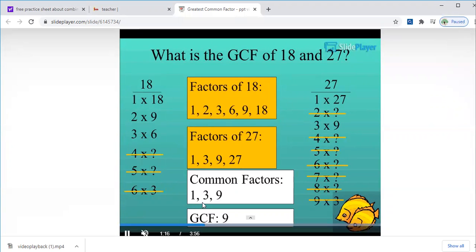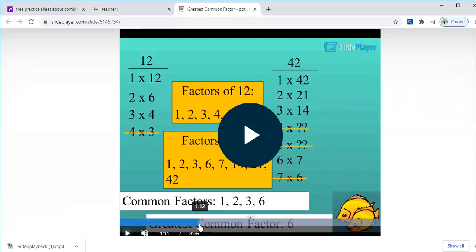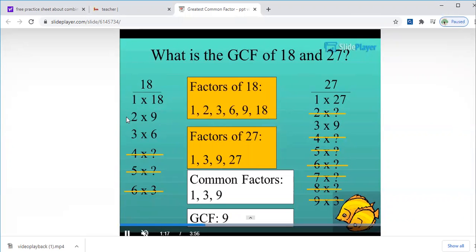Let's move to study another example. In this question, we have 18 and 27, and I want to find the common factors of 18 and 27. For 18: 1 times 18, 2 times 9, 3 times 6. We don't have 4, we don't have 5, but we have 6 times 3, exactly like 3 times 6, so we stop. The factors are 1, 2, 3, 6, 9, and 18.